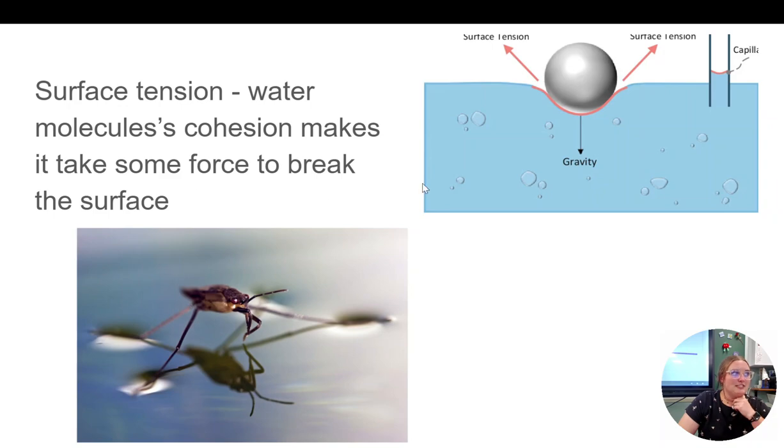All right, surface tension. Cohesion makes it take some force to break the surface. Again, those water molecules are sticking together. That's why these water striders here are able to walk on the surface of water, because of those hydrogen bonds. It takes more force to break those bonds.